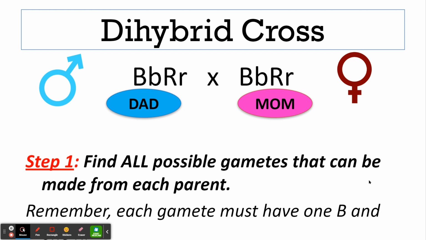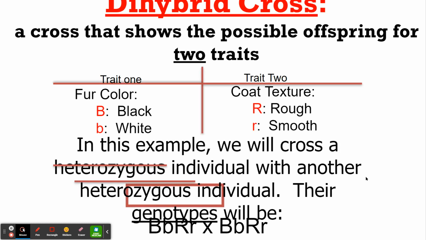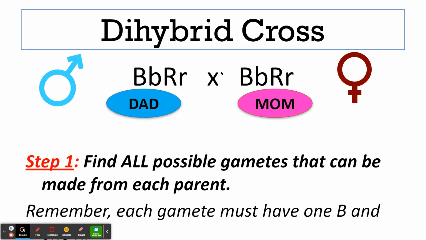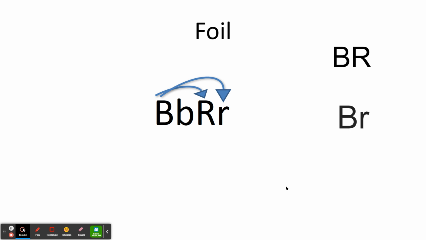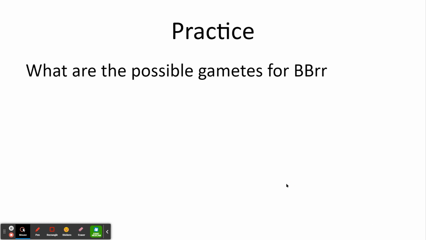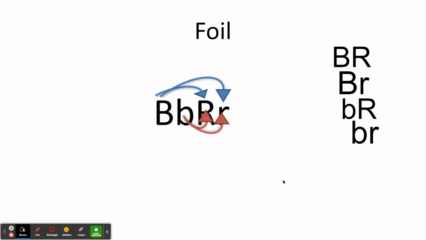You're going to hear it in this description, like here in this slide, and then you have to construct their genotypes like this. So find all possible gametes that can be made from each parent. Remember, each gamete must have one B and one R. So we do FOIL: capital B, capital R, capital B, little r, little b, capital R, and little b, little r. Don't forget to do that.